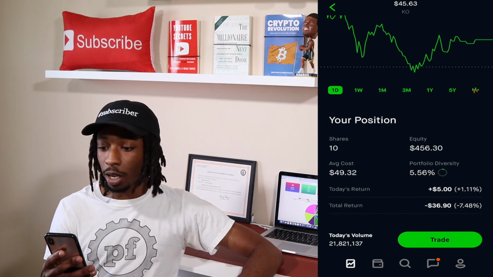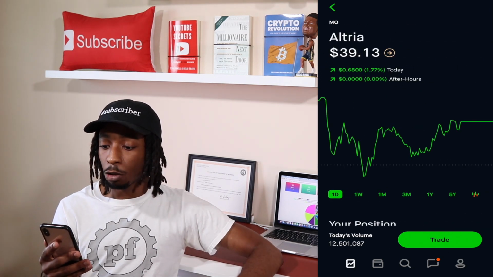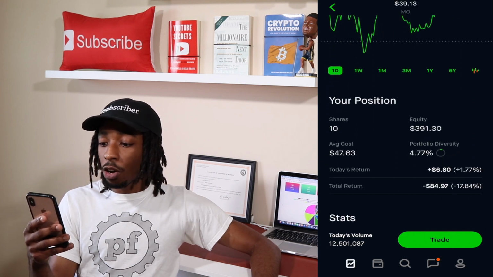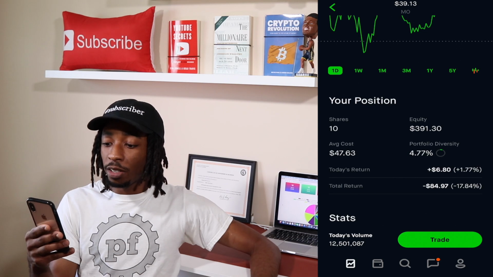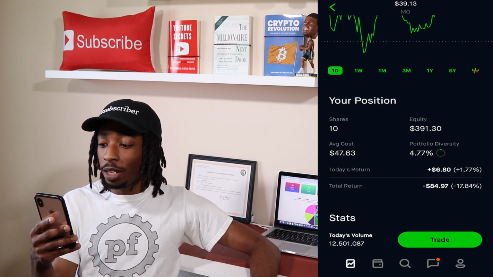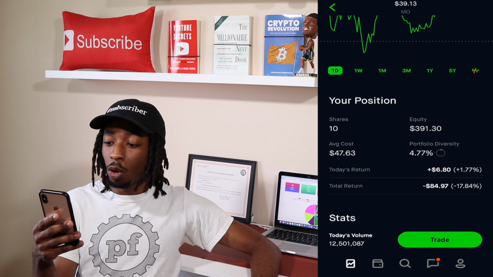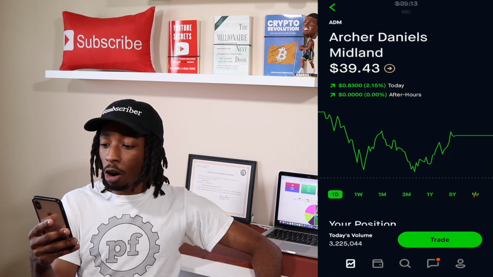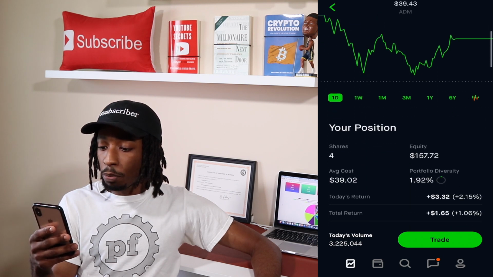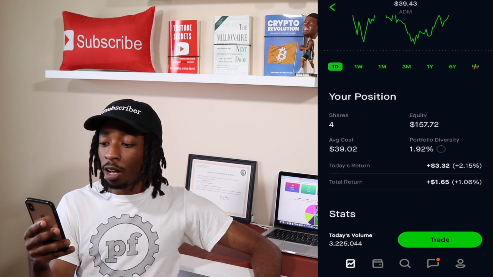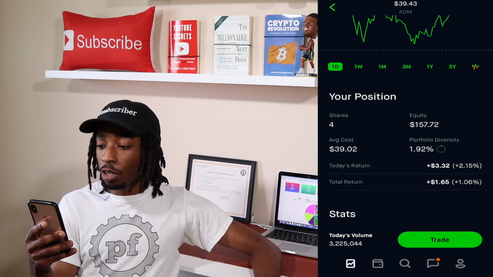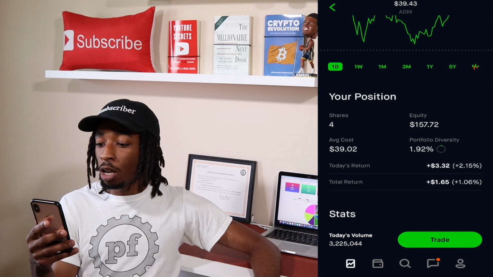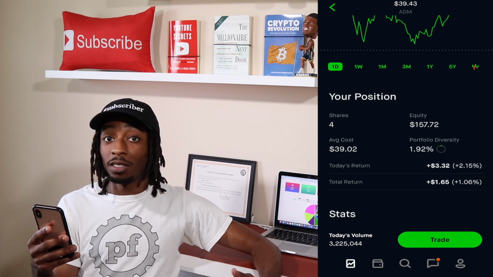So as we look at the next position, it's going to be Altria. As we move down to my position, I have a total of 10 shares. The average cost, $47.63. I'm down on this position at 17.84%, which is equivalent to $84.97. Moving on over to Archer Daniels and Midland, looking at my position, I have a total of 4 shares. The average cost, $39.02. I'm currently up on this position at 1.06%, which is equivalent to 1.65%.